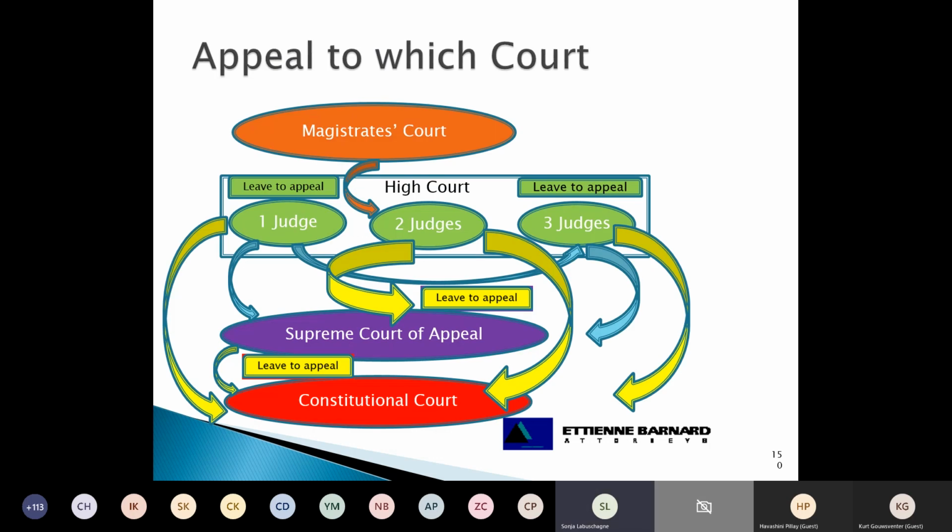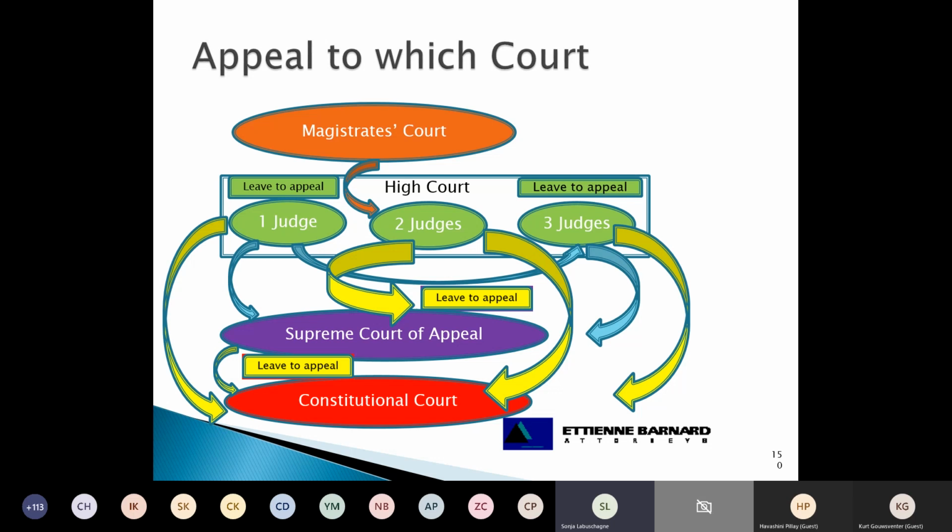All right. So this is the spider's web. Okay, let me explain to you. So we've got the Magistrates Court here. So let's say we started in the Magistrates Court. We now want to appeal the Magistrates Court decision. We don't have to get permission. And once we appeal, we appear in front of two judges. All right. If we want to appeal those two judges, we need to ask for leave to appeal to the Supreme Court of Appeal, not to those two judges.